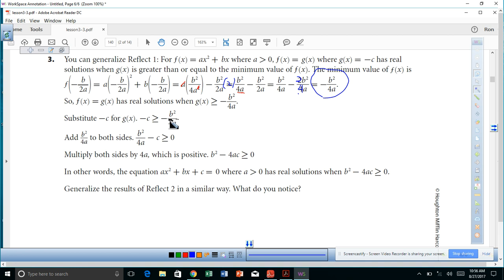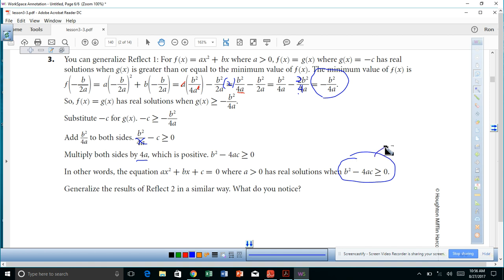Substitute negative c for g of x. Negative c is greater than or equal to negative b squared over 4a, so they're going to add b squared over 4a to both sides, and they get b squared over 4a minus c is greater than or equal to 0. They multiply both sides by 4a, and that gives them b squared minus 4ac is greater than or equal to 0. They just did that to get rid of the denominator there. In other words, the equation ax squared plus bx plus c equals 0, where a is greater than 0, has real solutions when b squared minus 4ac is greater than or equal to 0.